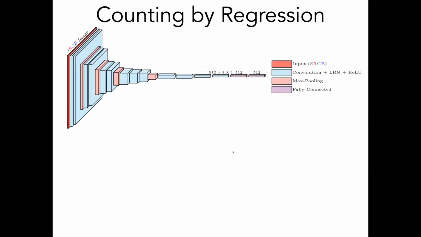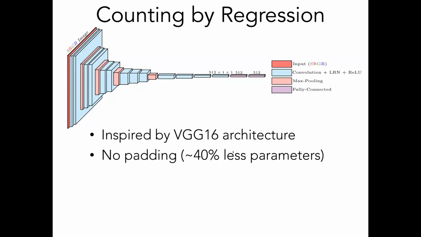And then the counting by regression is very similar to the CNN that we used before, except here now, in addition to the RGB image coming in, we have the S, or the segmentation channel as well. So there's 4 channels coming in, and then we try to estimate the single leaf count at the output of the network. This is similar to the VGG16 architecture. We did some padding tricks to reduce the parameters, and we also trained this from scratch on the IPPN data set.